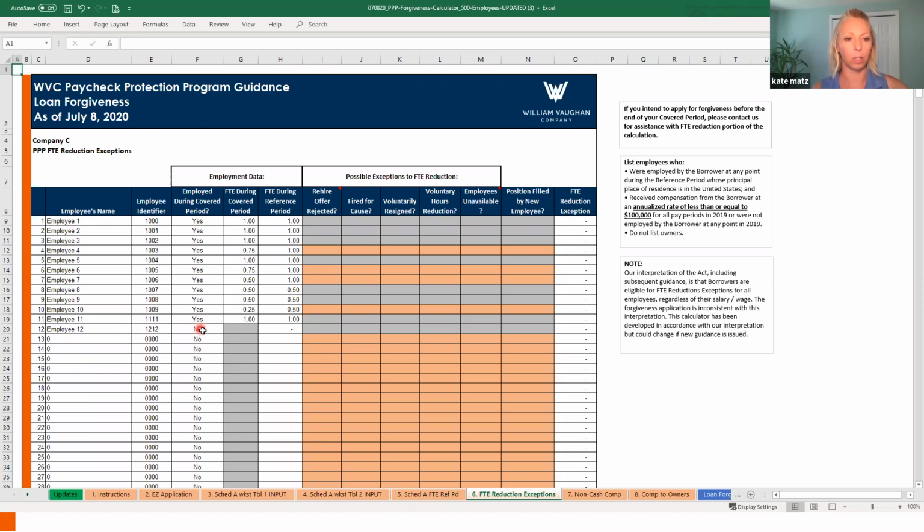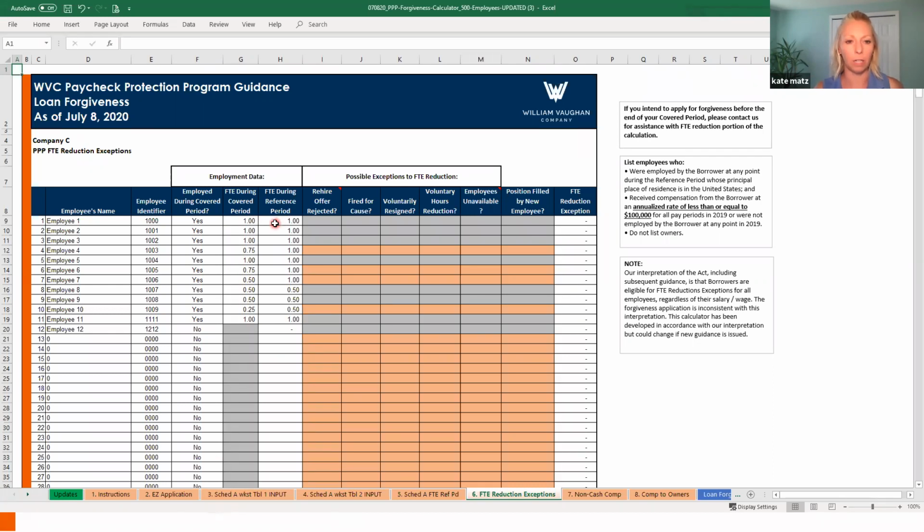The next one then looks at, okay, so for all those employees that you had during your reference period, were they also employed during the covered period, yes or no? So this is where it matches up based on that employee identifier between the different tabs. So all of our employees were employed during the covered period except for that employee 12, who was our retiree, so they're a no. Next one then brings over the FTEs during the covered period, so that's going to come from either tab 3, if they were an employee that made less than $100,000 in 2019, or tab 4, if they were an employee that made over $100,000. So those will both pull through here.